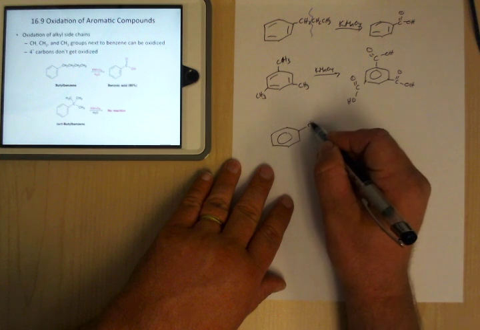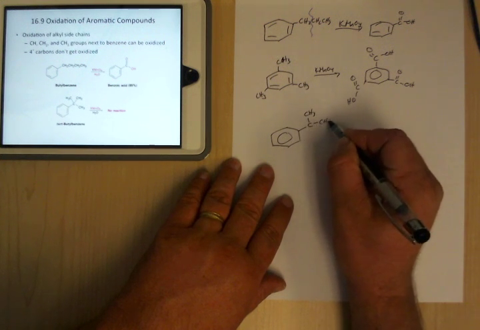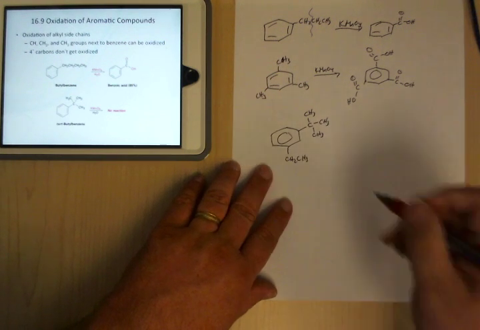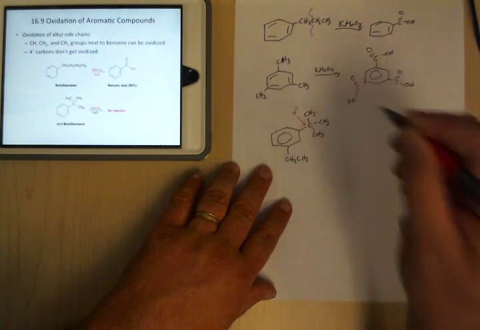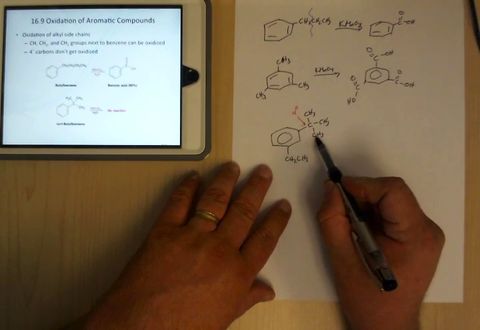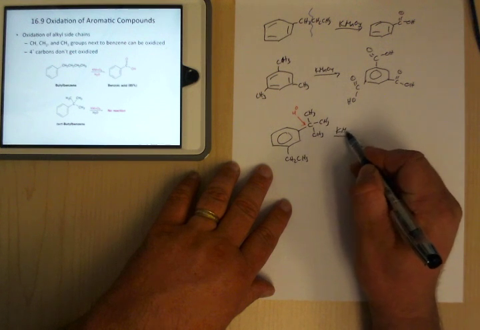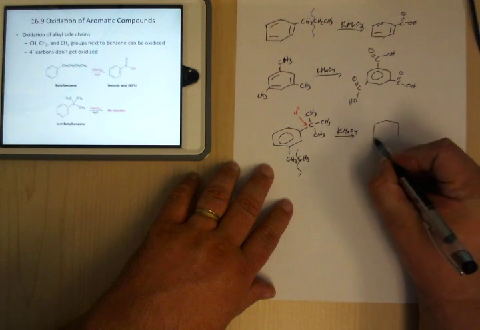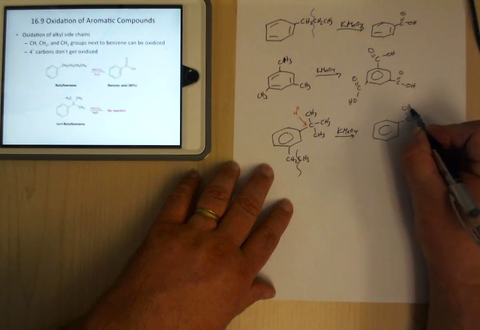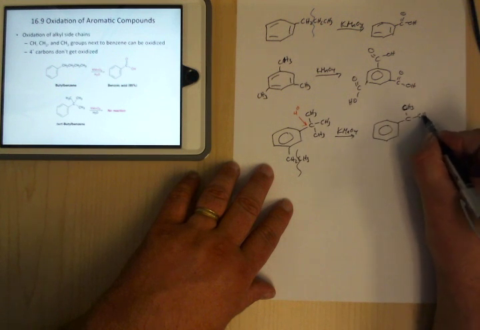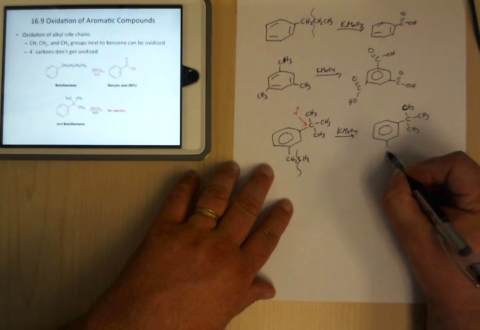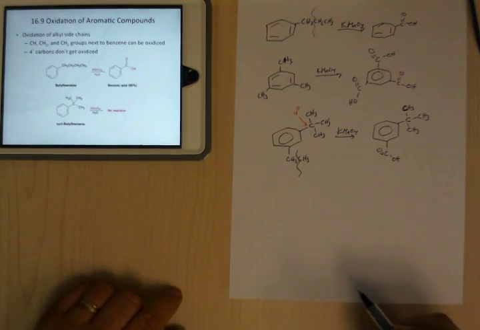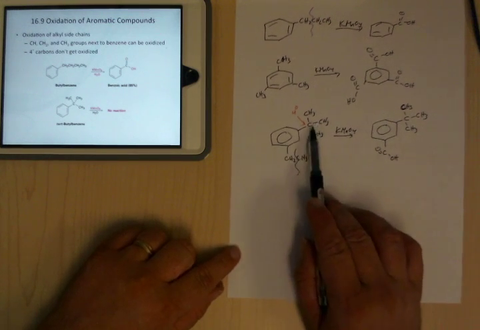Okay, so if you had this, CH2, CH3, this is resistant. That's a quaternary carbon there, because there are 1, 2, 3, 4 carbons on it. So if you hit this with KMnO4, this would be resistant, but this wouldn't. You would slice there, and you would have this, CH3, like that. So you would still react here, but that would be resistant.